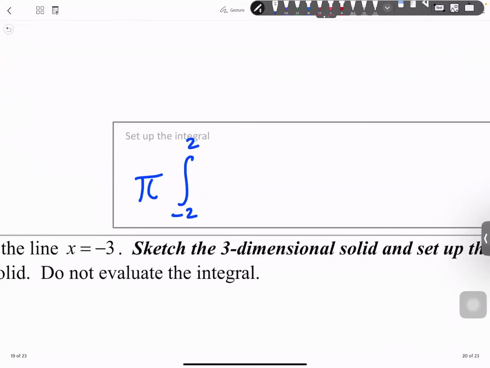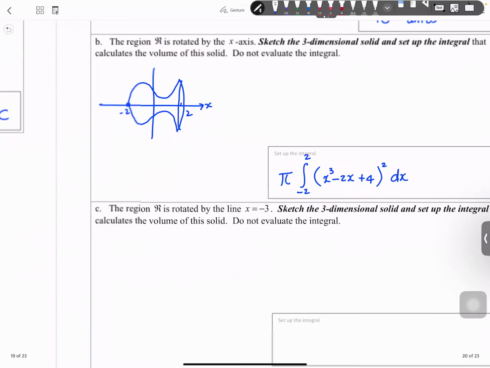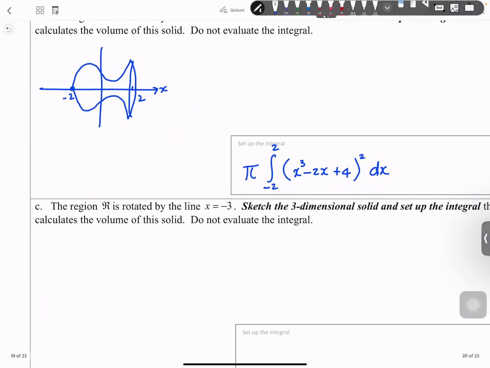It is the x cubed minus 2x plus 4, and this would need to be squared, dx. And that's it. All you want to do is just set up that integral. Done. So there's really no other work here.